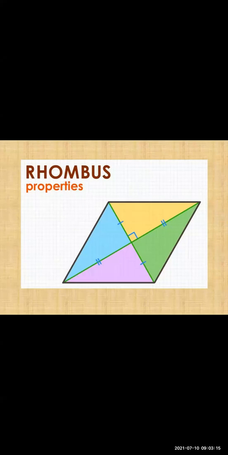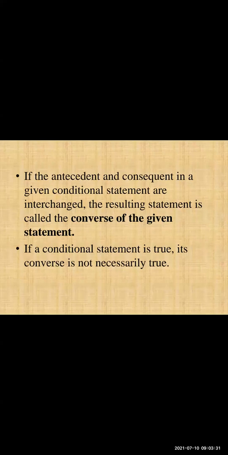Here I have shown you the diagram of a rhombus. This is a rhombus. All sides are equal, opposite sides are parallel to each other, and the diagonals bisect each other. Diagonals are perpendicular bisectors of each other. That is the most important property of a rhombus. Now next, what is the converse of that? That we are going to see.